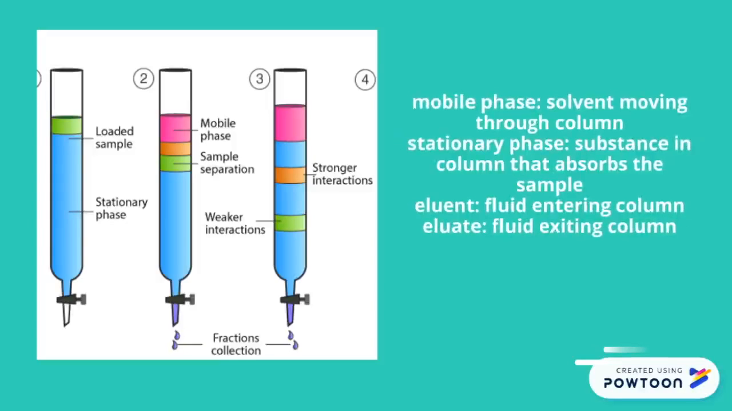Okay, so let's look at how chromatography works. And to do that, we're going to go over some definitions first. You have the mobile phase, which is the solvent that moves through the column, and then you have the stationary phase, which is the material in the column that absorbs the sample you are separating.